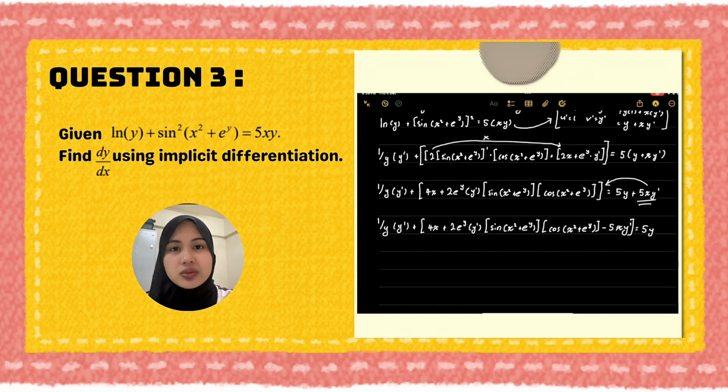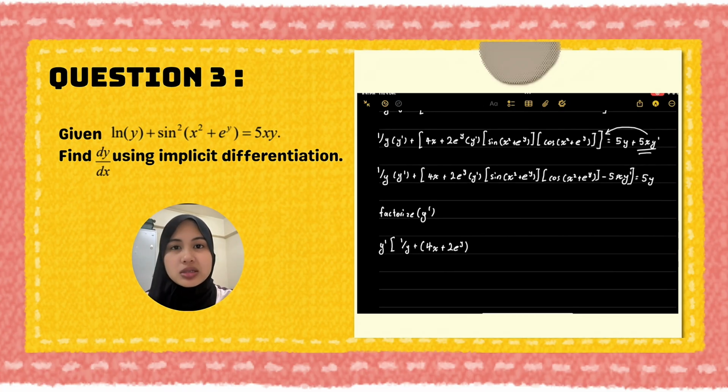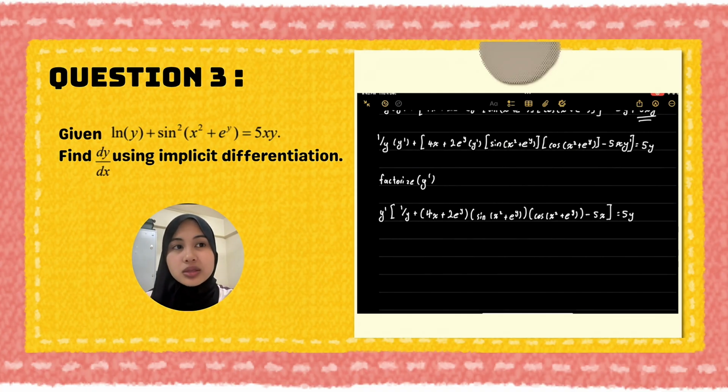And then we factorize the y prime, it becomes y prime in bracket 1 over y plus 4x plus 2x to the 2e to the y sin x to the power of 2 plus e to the y cos x to the power of 2 plus e to the y minus 5x equals to 5y. So my last answer is y prime equals to 5y over, and this equation I bring it to the right side since it multiplies, bring it to the right side, it will become divided.